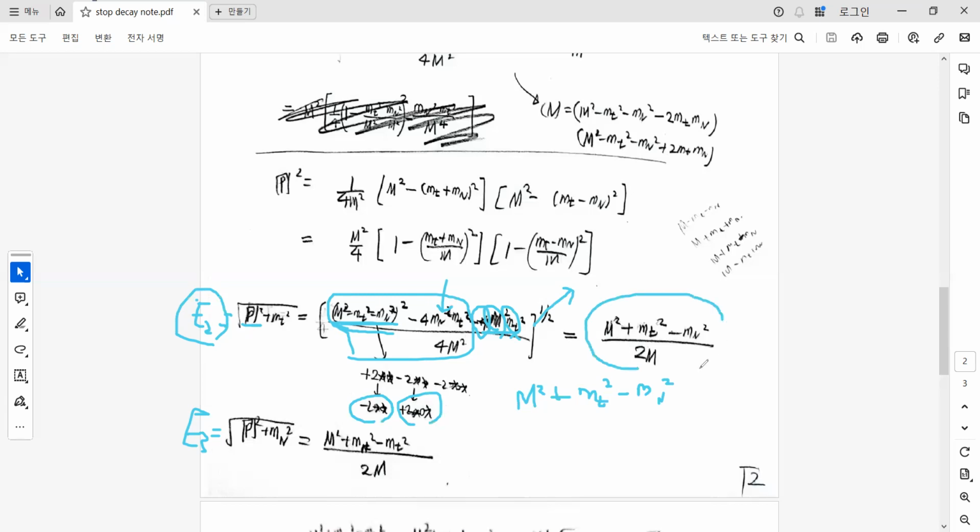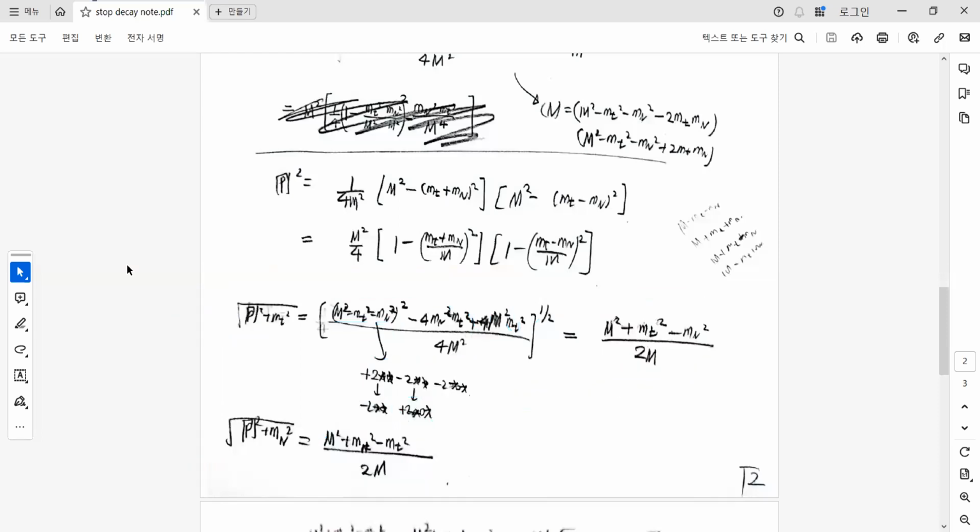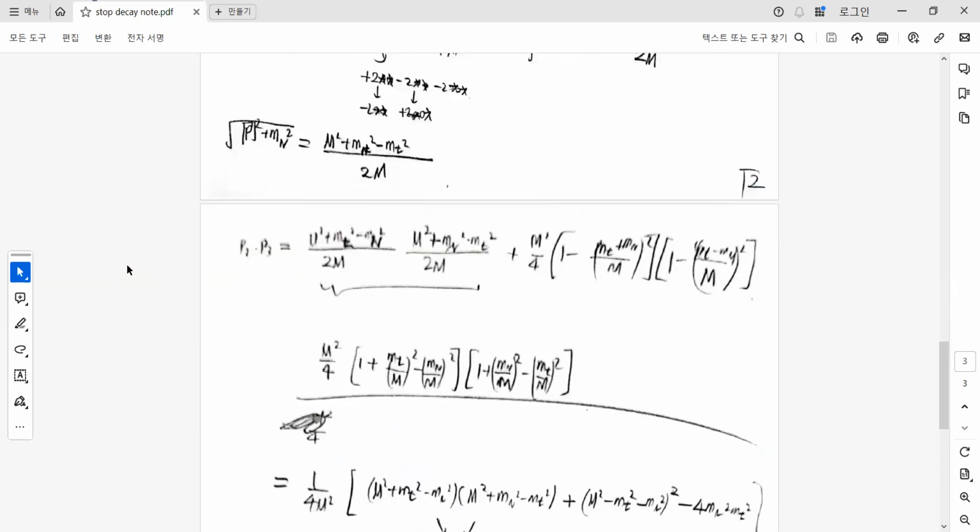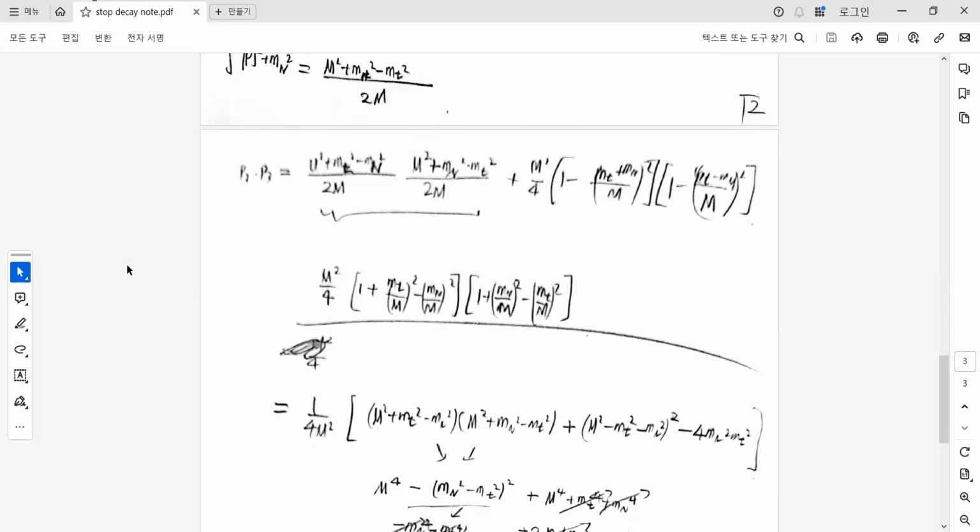This is a usual and typical result in the two-body decay. Also similarly, we can obtain the E3 as a function of only the masses of the initial and the final particles. So all the three-momentum terms of the final particles disappear. This is the very important characteristic of two-body decay, so that there are no continuous spectrums here.